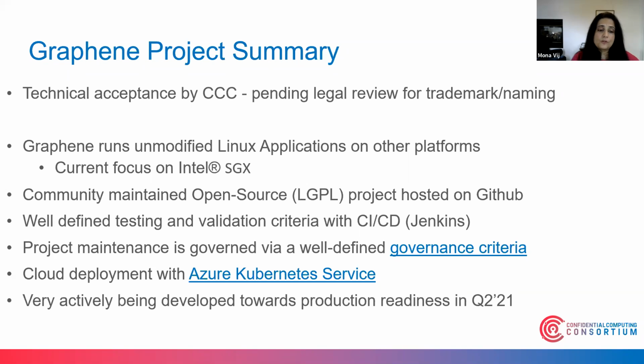Graphene is also already deployed for POC deployments and integrates well with Azure Kubernetes Service. And while Graphene has matured a lot over the years, it's not quite production ready yet, but we are working towards a production ready release in Q2 21. So it's coming up soon.